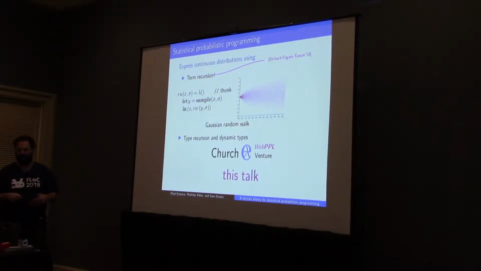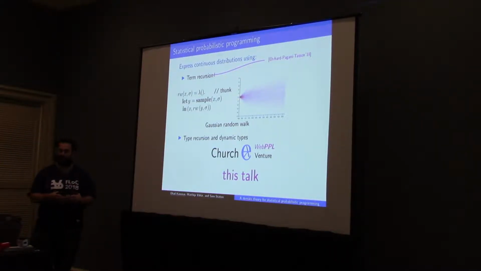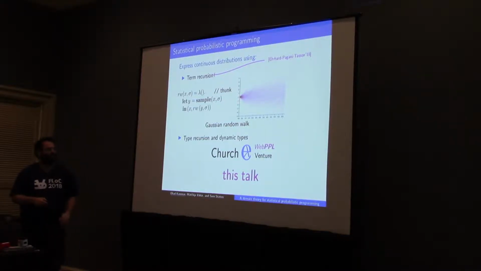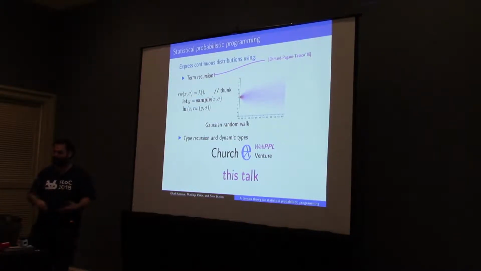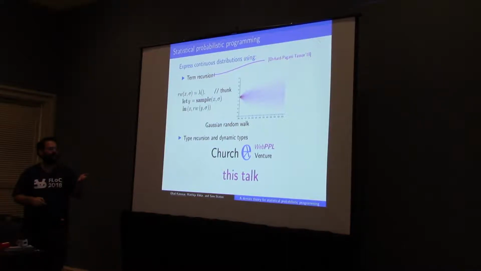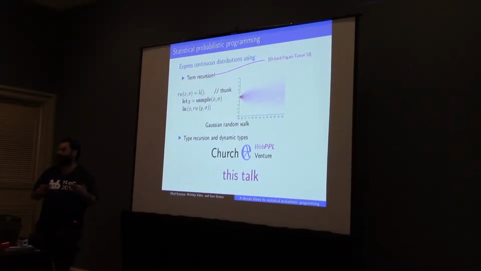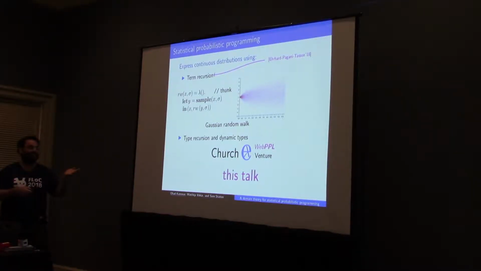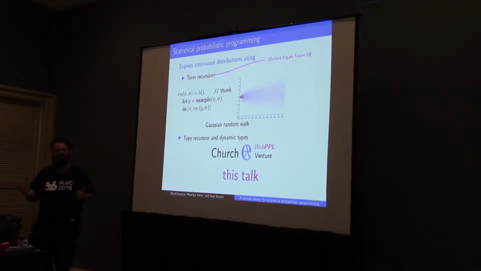And if you look at the measurable cones, random walk, they can already support term recursion. And this talk is about doing type recursion. Okay, so recursive types, algebraic data types, and dynamic types, because we can encode dynamic types using recursive types. And in particular, we can look at idealizations of existing languages like Church or Anglican or WebPPL or Venture that are untyped. When they're untyped, you need something like recursive types to model them. Okay, and so that's the setting for today.